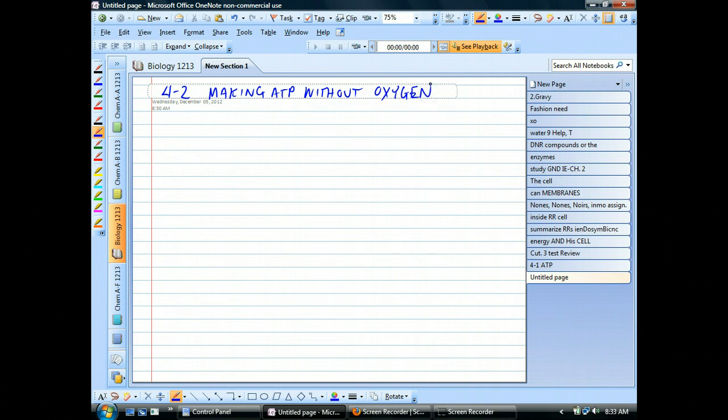Now, folks, last time and up to this point, we've been focusing on ATP itself and how it releases energy, right? We haven't talked yet about how ATP is produced. Remember, to make ATP out of ADP requires energy. So where does a cell get that energy? Where does that energy come from? All right? And here's how it works.